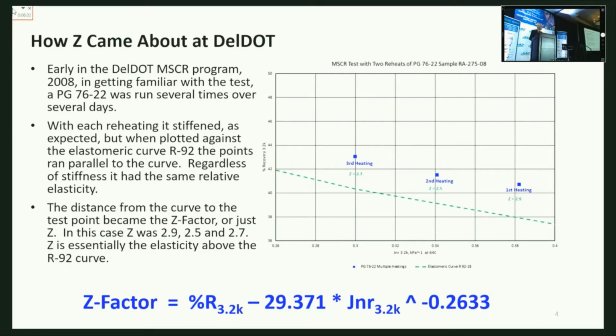That later became called the Z factor, or just plain Z, and they range from 2.9 to 2.7 to 2.5, so they're all pretty much the same. The equation is at the bottom. This is the only equation you really need to see. It is basically the equation in the old M332 graph X1. R92, when they published it in 2018, referenced the equation but did not include it in the standard. All you do is put in the Jnr that you measure, and it gives you the percent recovery at the elastomeric line. You subtract it from the percent recovery you measure, and you get your Z, which is the distance above or below the elastomeric line.